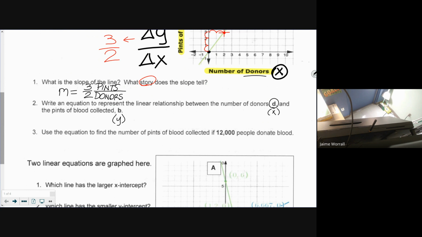B equals 3 over 2 times D. Yeah. And then, plus 0, if you want, this is not necessary. Yep. But just know that your y-intercept is 0.